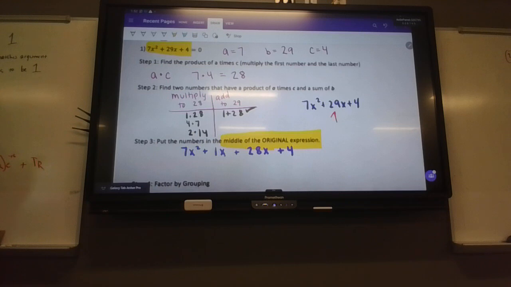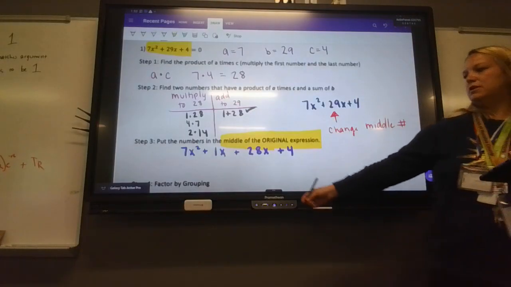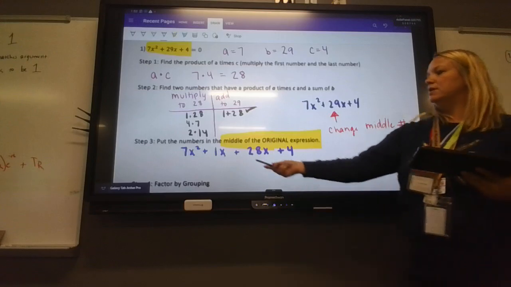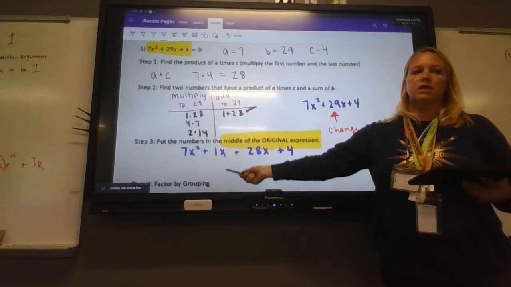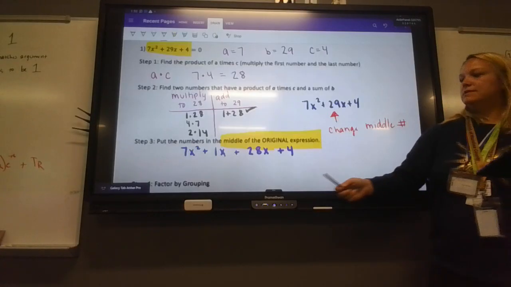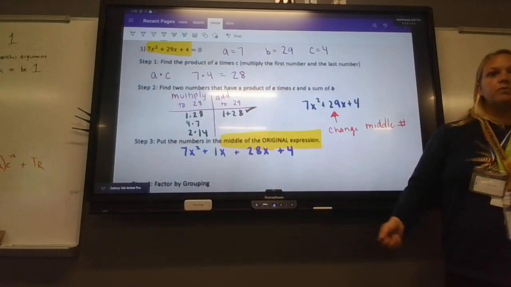So we are changing the middle. We switched the 29. We totally switched it out for 1 and 28. Have we changed the expression at all? No. 1 and 28 make 29. So we haven't changed it numerically. We're just rewriting it. The reason we're rewriting it is because now we have 1, 2, 3, 4 terms. We can do that grouping method.